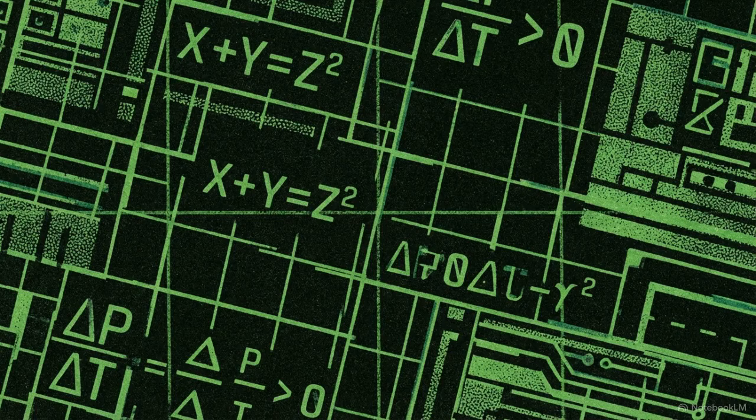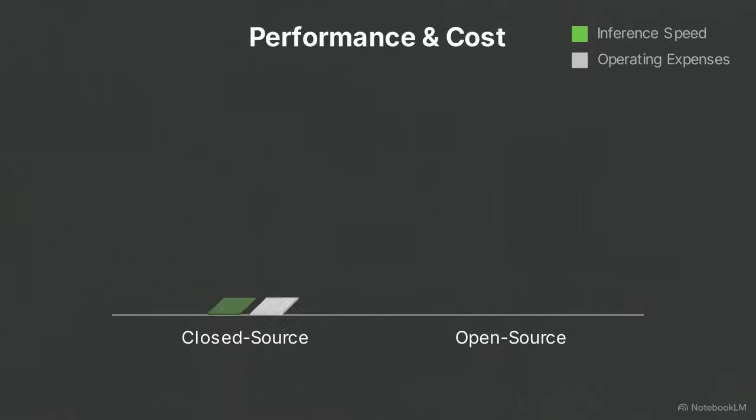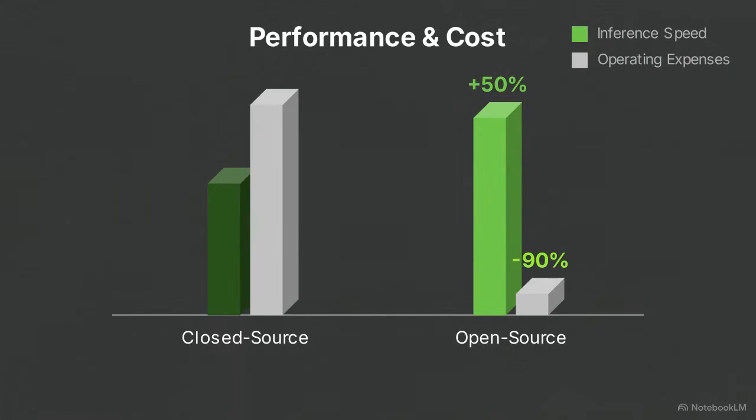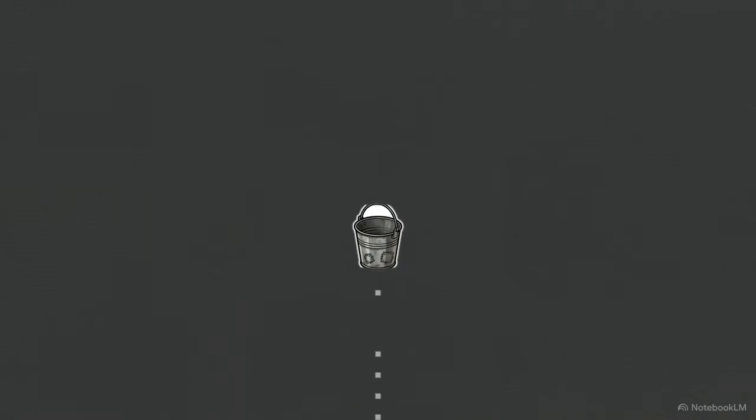Now, let's look at the actual math of running these models ourselves. This chart compares our closed-source setup with the new open-source system. Inference, the time to process a request, increases in speed by 50% using NVIDIA's models. Without API tools, operating expenses drop 90%. The leaky bucket is plugged, redirecting funds into business growth.